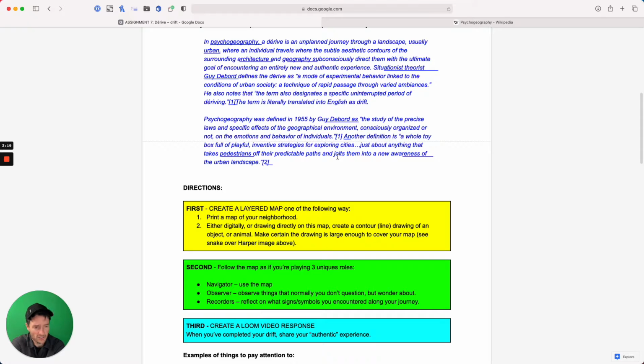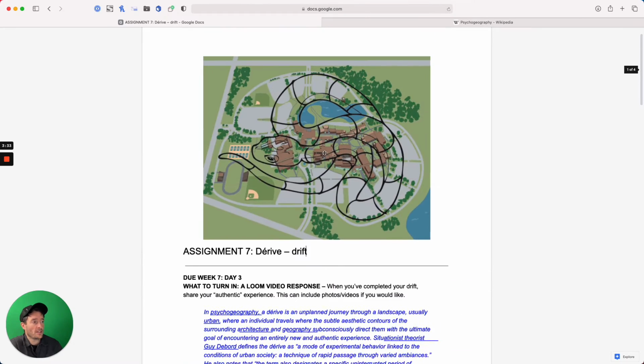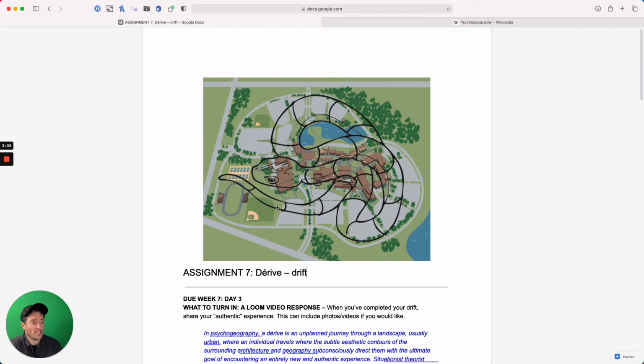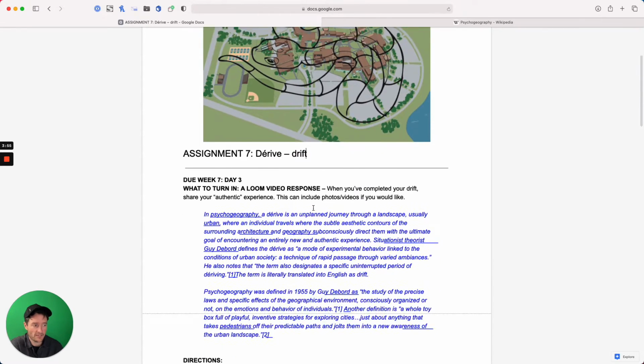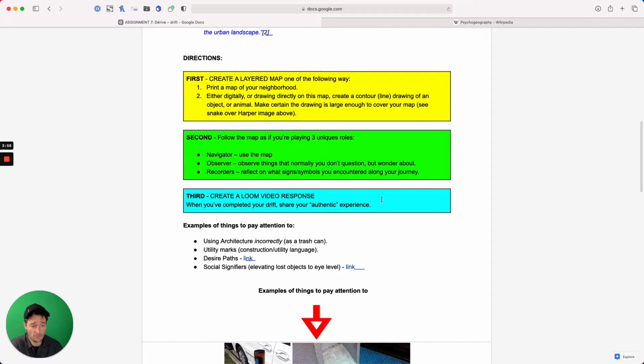Make certain the drawing is large enough to cover your map, and see that image above of the snake over Harper. You're going to follow the map as if you're playing a few roles, but you're going to follow the lines rather than the typical street or constructed walkways. You're going to try to stay as true as you can to your line drawing as your navigation tool over a certain specified area. So you'll have a start and a finish, and you can determine where that is.